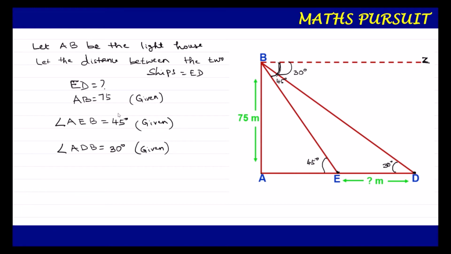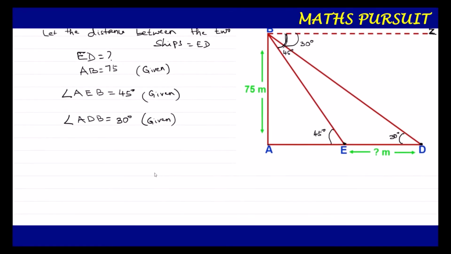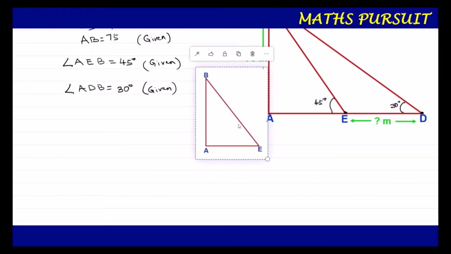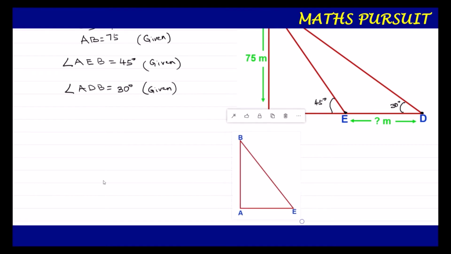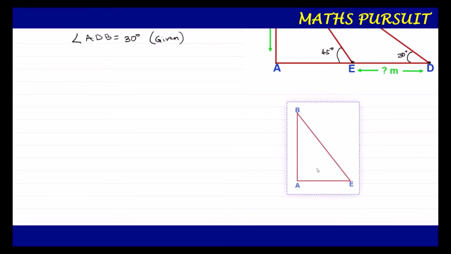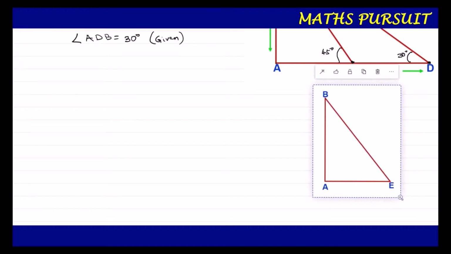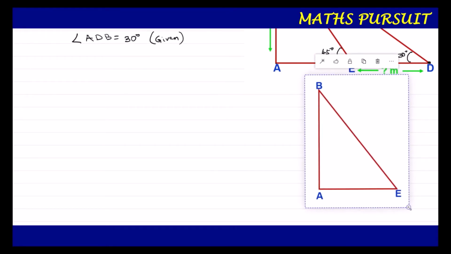You can see that two right angle triangles are formed in this diagram. One right angle triangle is ABE and the other one is ABD. So let us focus on these right angle triangles separately to answer our question. Let us look at the figure AEB. This is our new figure. Let us concentrate on this figure. This figure is exactly the same as what we have in our original figure.